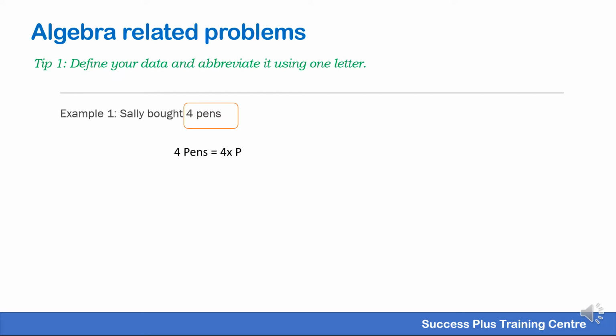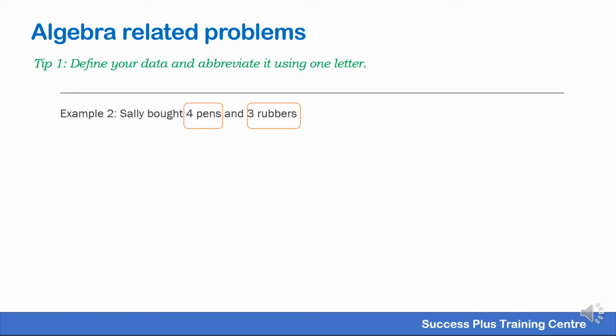Define your data and abbreviate it using one letter. In algebra, we tend to use abbreviations rather than using the words. Let's have a look at the example below. Sally bought 4 pens. Rather than using 4 pens, we will abbreviate pens and use P. So 4 pens equals to 4P. The reason why we've used the letter P is because P is the first letter of the word pens.